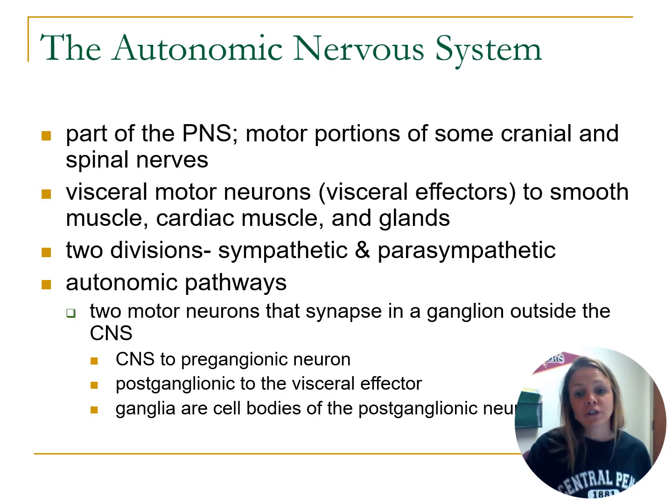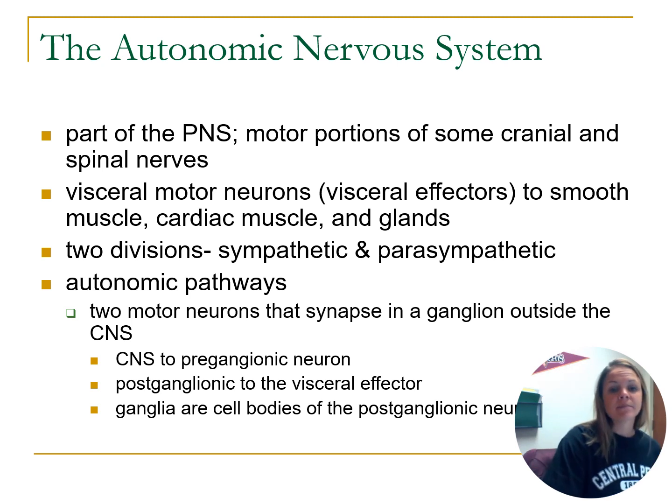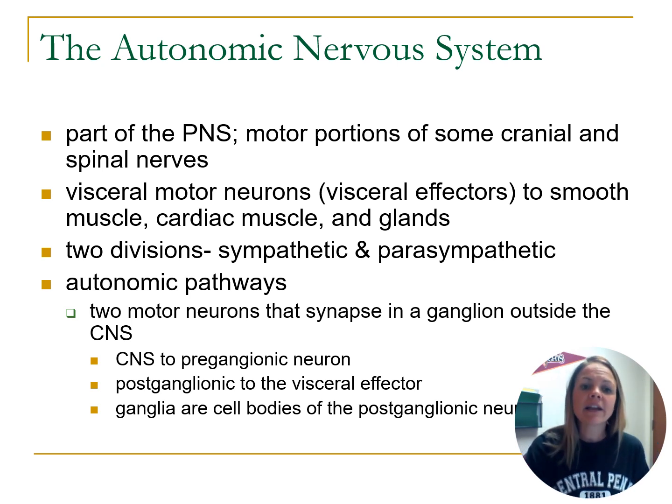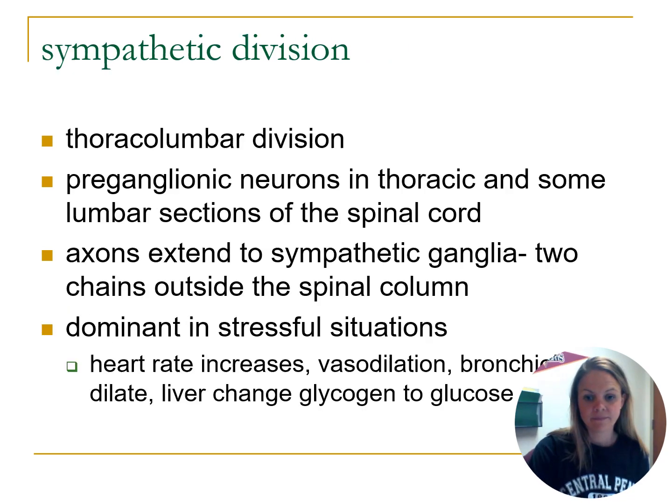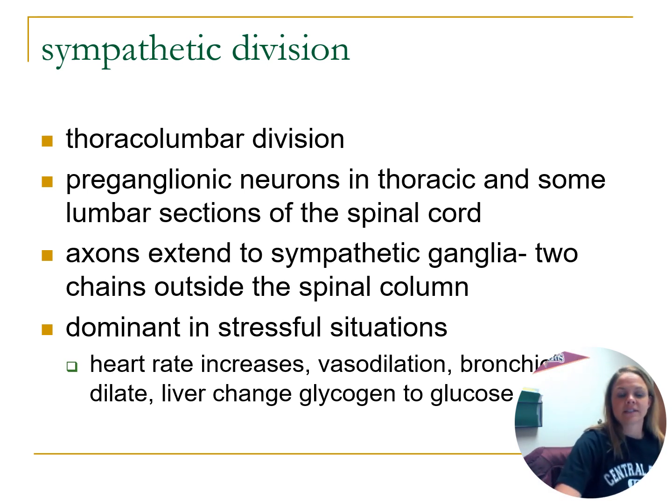So the autonomic nervous system, the ANS, is a component of the nervous system that regulates processes like heart rate, blood pressure, respiration, digestion, involuntary processes. There are 2 divisions of the ANS, the autonomic nervous system.